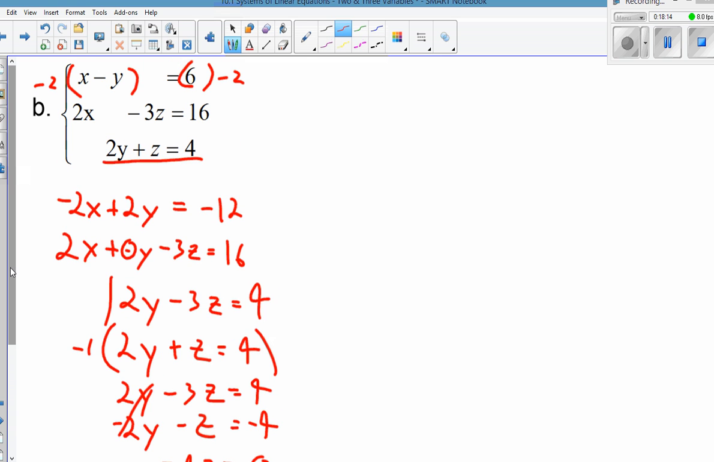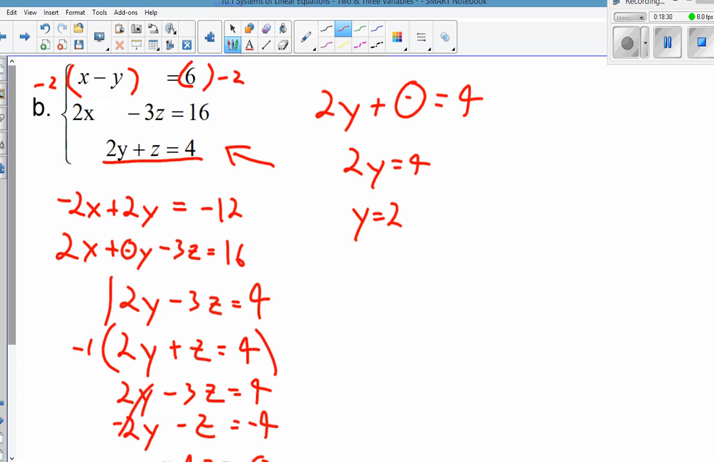I can plug it into this equation, and I get 2y plus, well, my z is equal to 0, and that's equal to 4. So then I get 2y is equal to 4, y is equal to 2. So I have z and y. Now I need to get x. So I know that x minus y, so my y is 2, is equal to 6 from the first equation. So I get x is equal to 8.